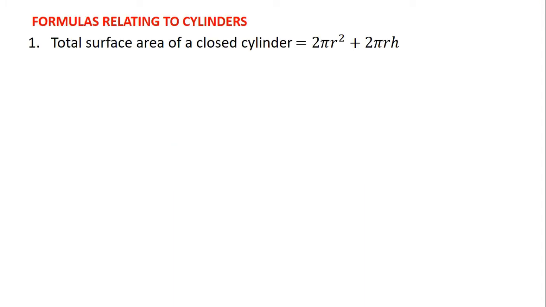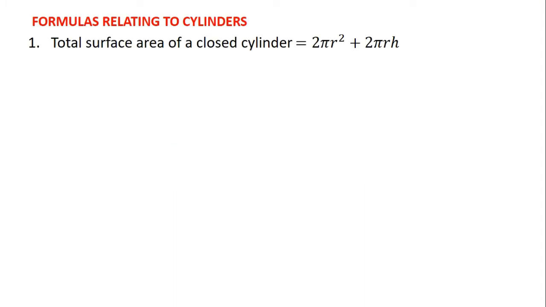We are on the topic mensuration. In the previous video, we considered a cylinder and we looked at some types of cylinders. In this video, we are going to learn how to find the total surface area, curved surface area, and volume of a cylinder. To do that, we need to note the following formulas.